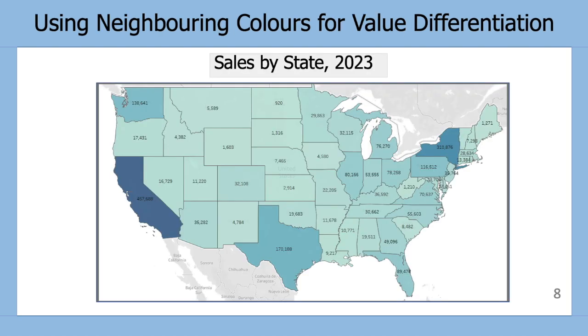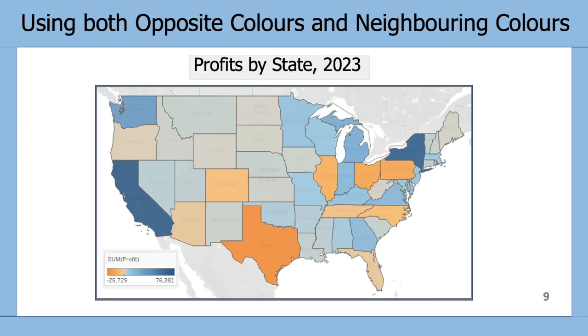Moving on to a value differentiation example, this map graph displays sales by state and uses neighboring colors, which are the different colors of blue, to compare sales among each state. We can easily see that the states that are darker blue have higher sales compared to the states that are lighter blue.